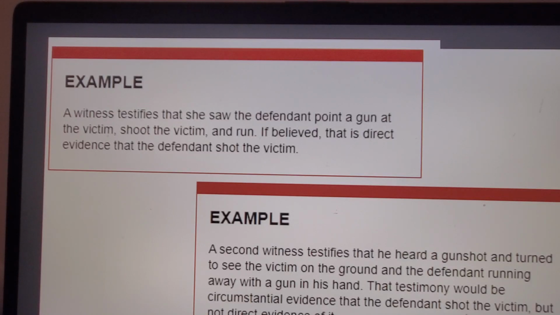A second witness testifies that he heard a gunshot, turned around to see the victim on the ground, and the defendant running away with a gun. That testimony is distinguishable as circumstantial evidence that the defendant shot the victim. It's still evidence and is still admissible because it's relevant. But there is a small inference you do have to make there, because the witness did not actually observe the murder itself. So that's just an example to help distinguish direct from circumstantial evidence. They're both generally permitted, but direct evidence obviously does have greater evidentiary value.